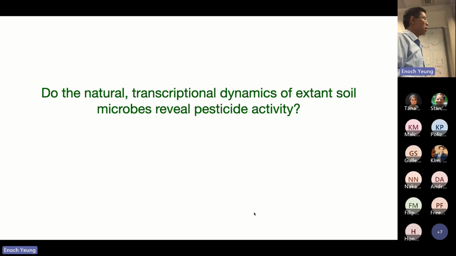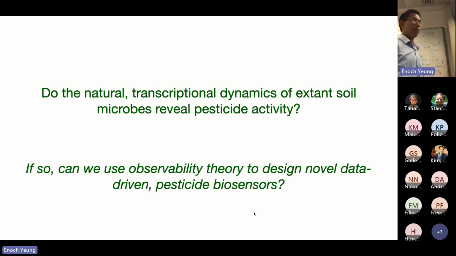But the bet that we made was that a pesticide is generally a toxic compound, and so it's going to elicit some sort of oxidative stress or some sort of mutational response in the microbe. And so we want to see if there's some generalizable signature that we can extract from that. Okay. So here's the mathematical version of the same question. This is the experimentalist way to ask that question. The mathematical or quantitative way to ask that question is: can we use observability theory, classical observability theory, to design novel data-driven pesticide biosensors?